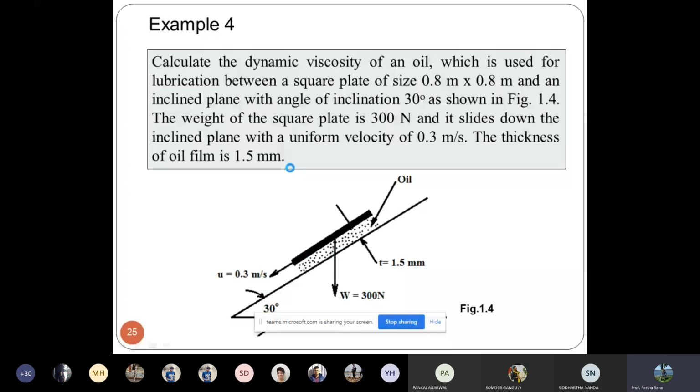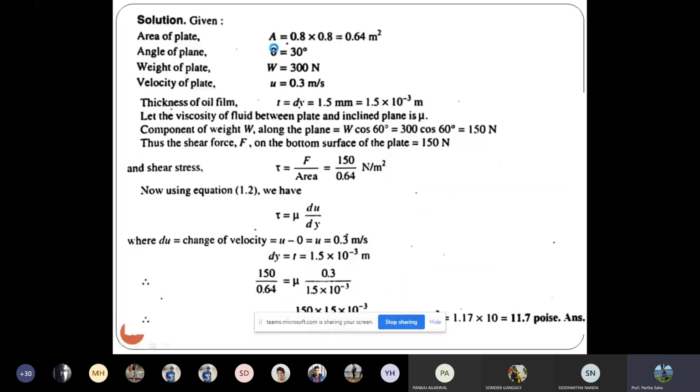So from these parameters, you have to calculate the viscosity of the oil. How will you approach this problem? Area of the plate, it's already given 0.8 by 0.8, so 0.64 meter square. Angle of the plane is 30 degrees. Weight is 300 Newton. Velocity is 0.3 meter per second. The thickness of the oil film is also given.